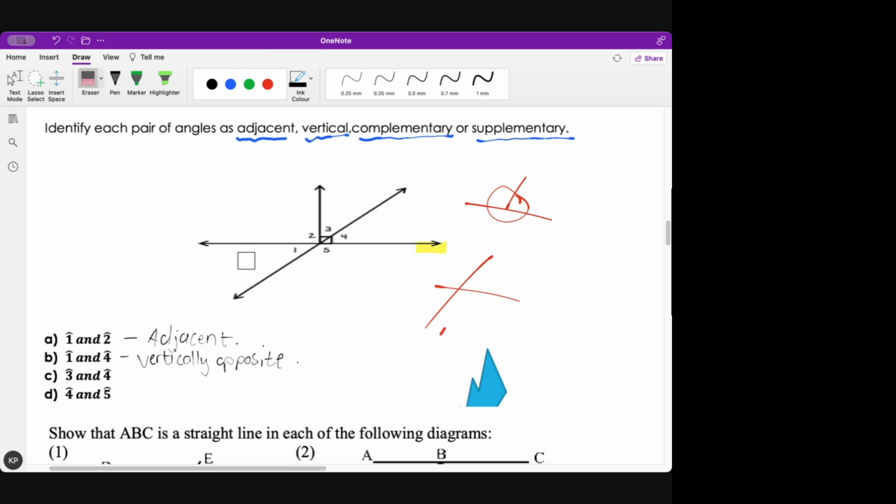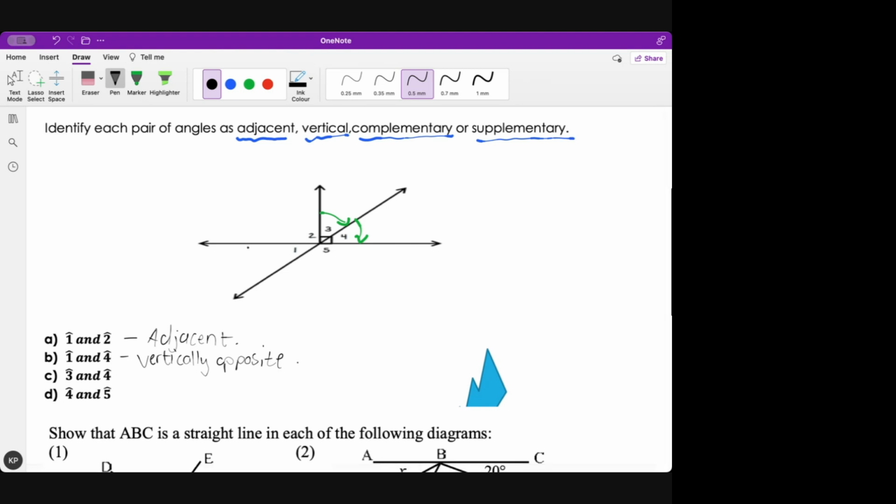Angle 3 and angle 4. What do we say about those ones? There are actually two possible answers here out of the words that they gave us. They never said we can only use the words once. Do you guys agree? They said identify them as whatever. So, okay, there's two possible answers. That's all I'm saying. Can I hear your answers, guys?